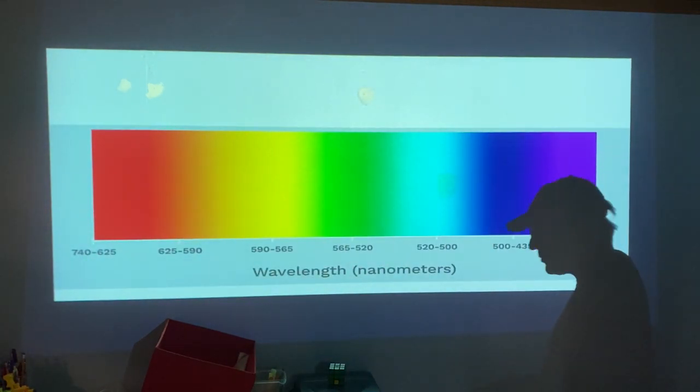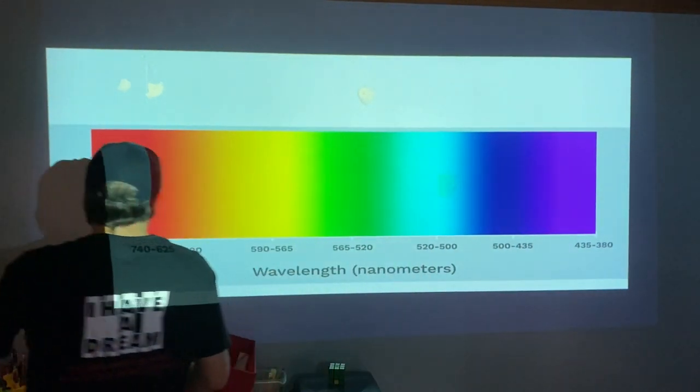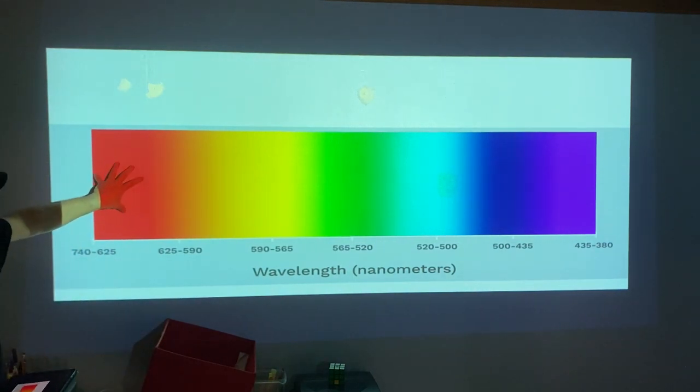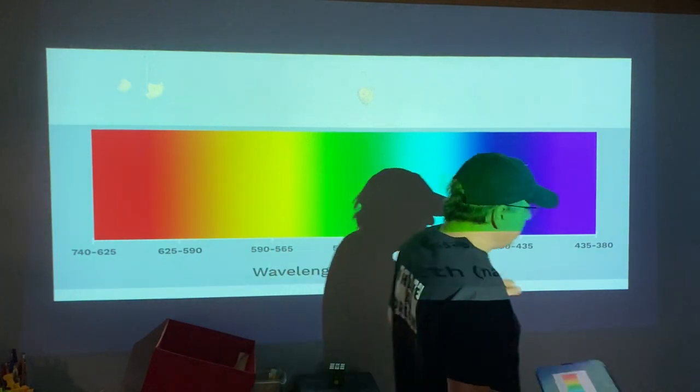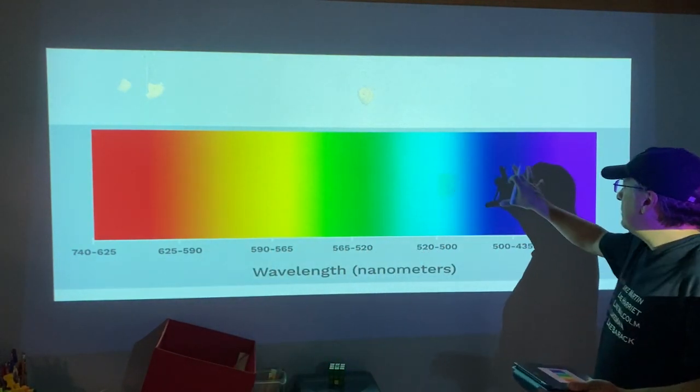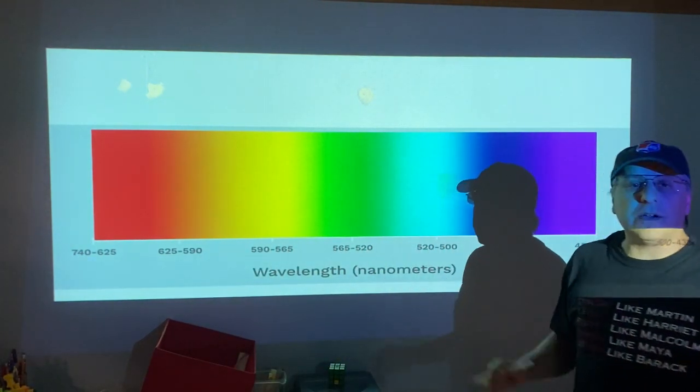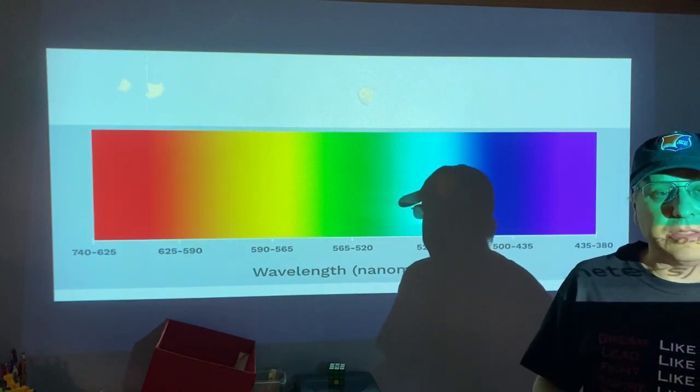So when you look at the spectrum, again, we have some cells in our retina that are triggered by this type of light. We have some cells that are triggered by this type of light. And then we have some cells that are triggered by the higher frequency or lower wavelength lights.